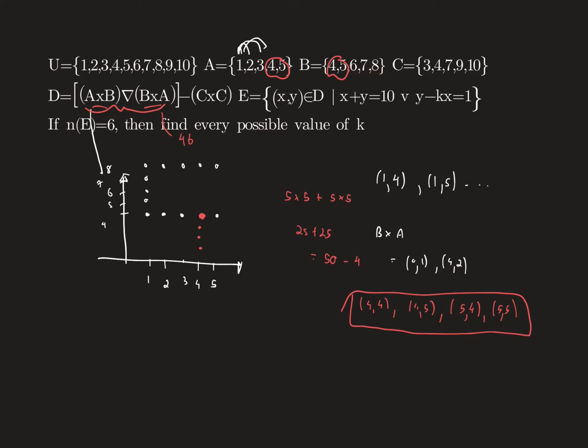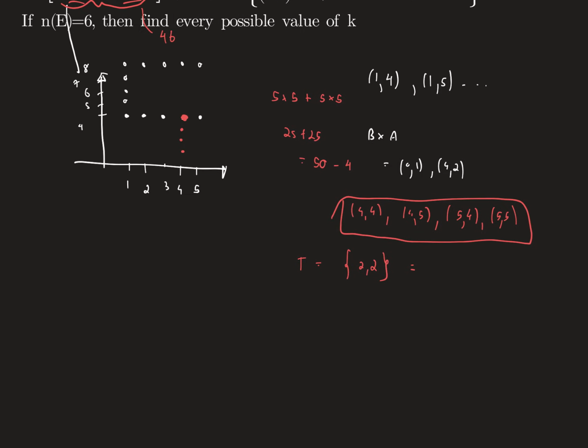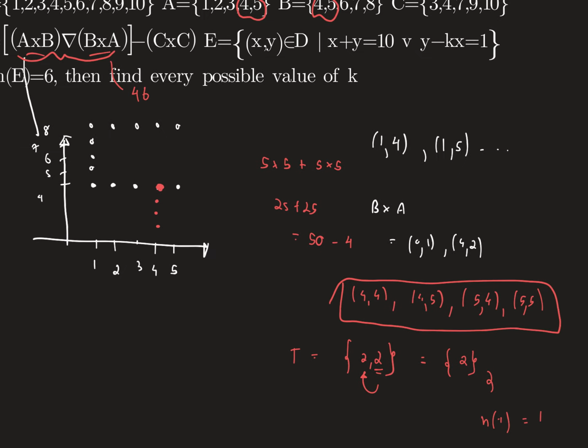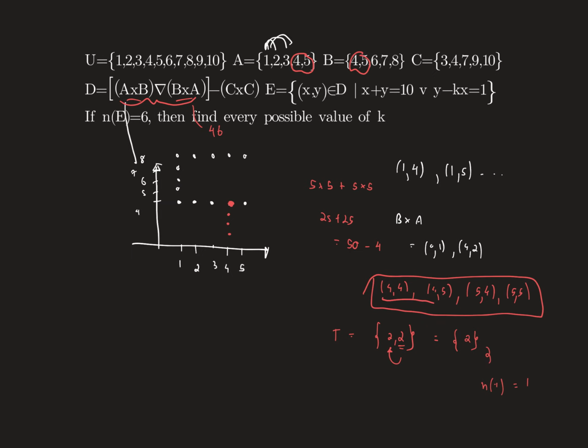Because, for example, suppose set C is {2, 2}. How many elements are in this set? Well, you might guess it is 2, isn't it? But in fact, this 2 is equal and identical to this 2. So the simplest way is to write it as {2}, and the number of elements here is 1. Same in this case: there are some ordered pairs that can be found in both A times B and B times A, so you need to subtract 4, which is the number of elements in the intersection.